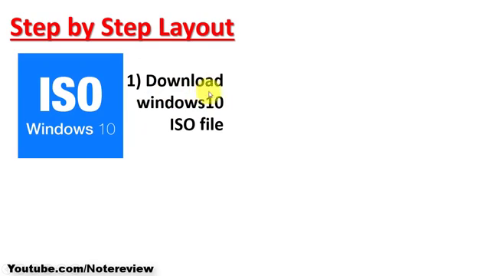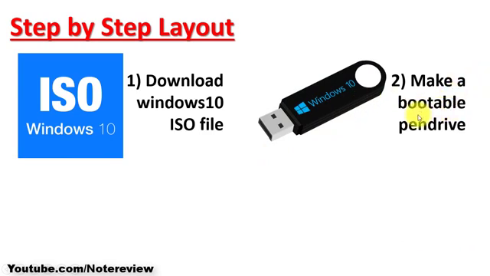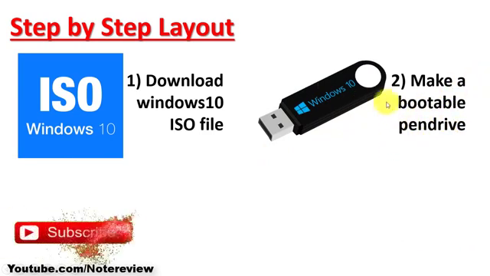Before we move forward, let me give you a quick layout that you have to follow. First of all, you have to download the Windows 10 ISO file, or else you can arrange it from your friend. After downloading the file, you have to make a bootable pen drive, and I will recommend you use a minimum of 8 GB pen drive.